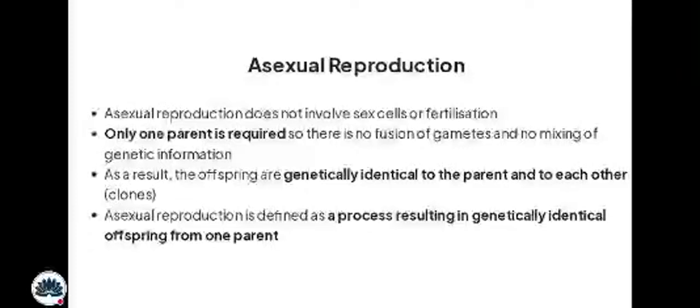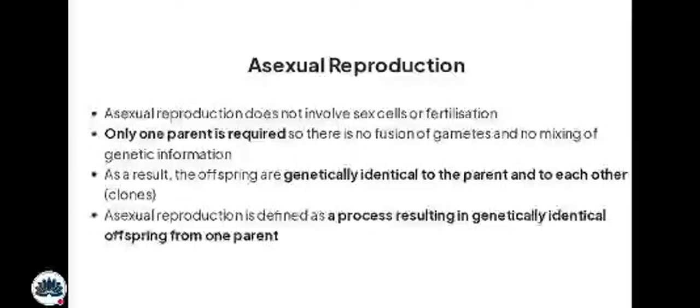So, starting from the asexual reproduction: it does not involve sex cells or fertilization. The word fertilization I have already told you in my previous live session, where we were discussing what is meant by reproduction in human beings, which obviously produces fertile offspring. It means that there is no fertilization. So asexual reproduction occurs only in plants. This is the step that asexual reproduction always conducts in plants.